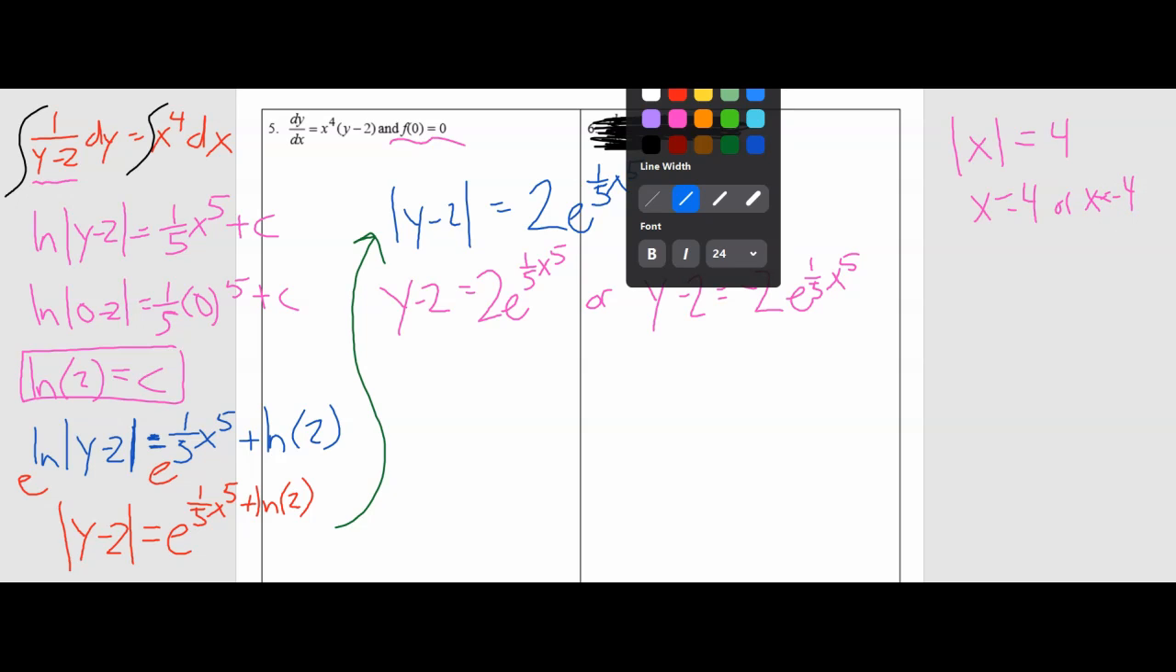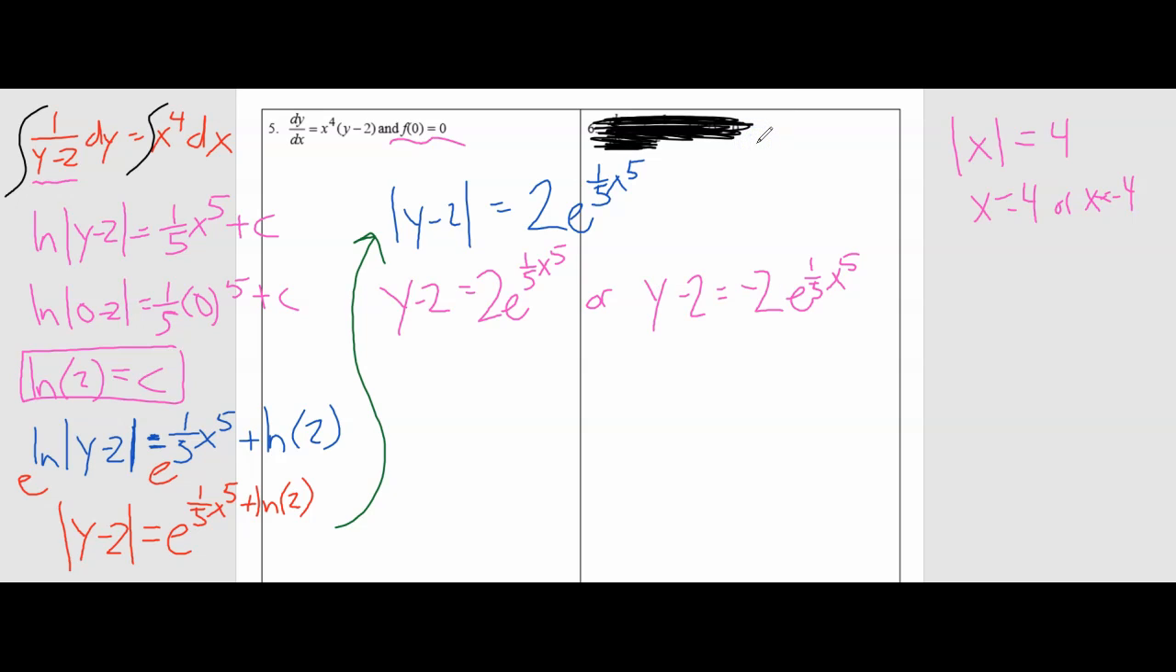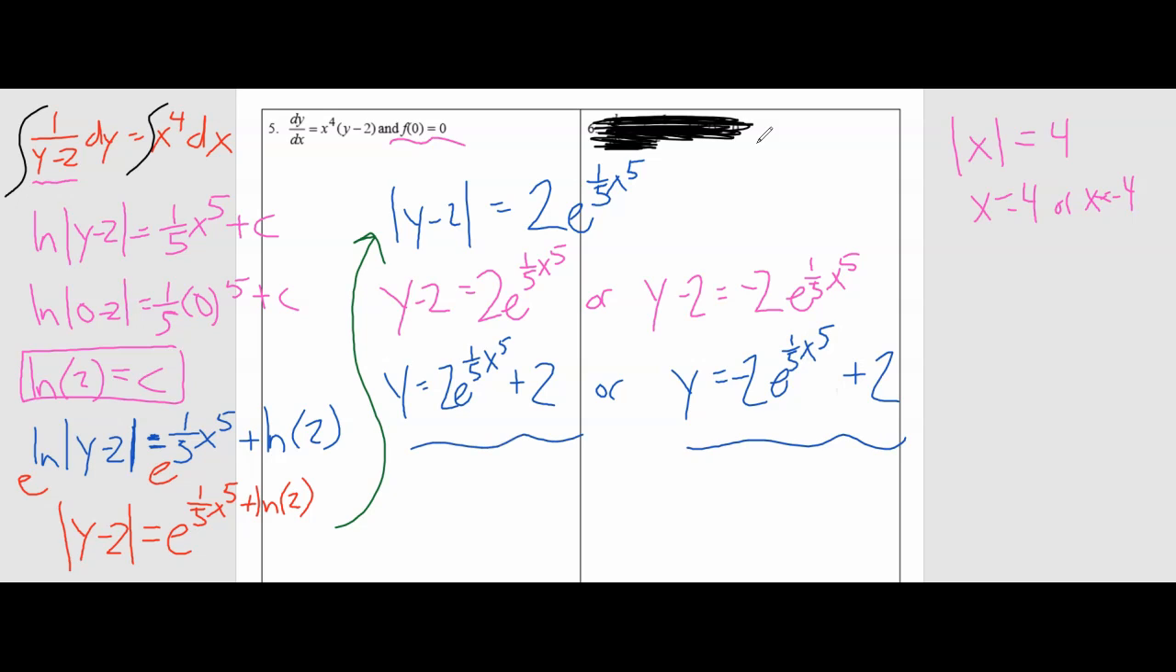So when I do my last inverse operation, I get y is equal to 2 times e to the power of 1/5 x to the power of 5 plus 2, or y is equal to negative 2 times e to the power of 1/5 x to the power of 5 plus 2. So I have two possible solutions, and I need to figure out which of those actually works with the initial condition, where if I substitute in 0 for x, I also get 0 for y.